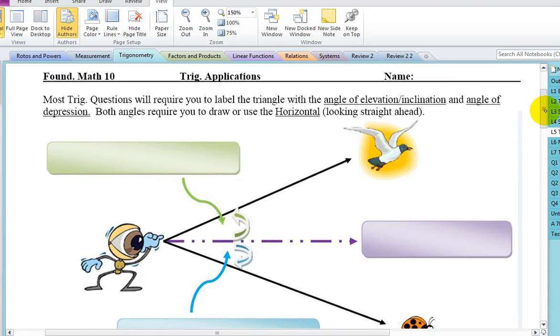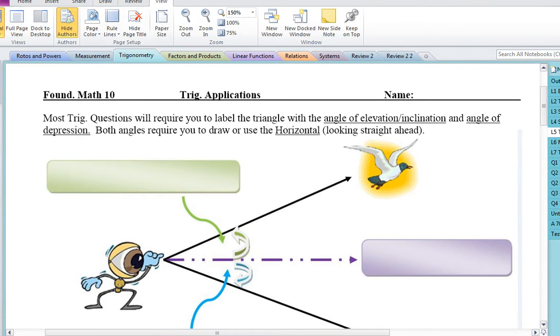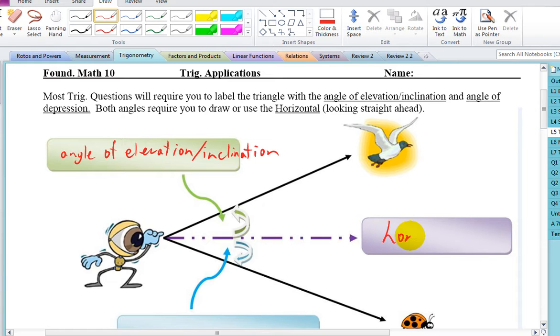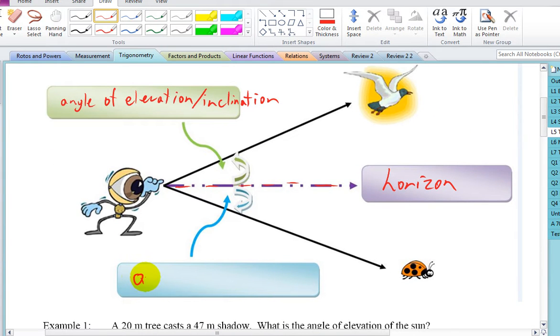Angle of depression. So the angle of elevation or inclination is when we're looking up. What we have to do though is draw the horizon. The horizon is an imaginary dashed line going straight out as if you're looking level with the ground. Then the angle of elevation is at the top, and the angle of depression is looking down.